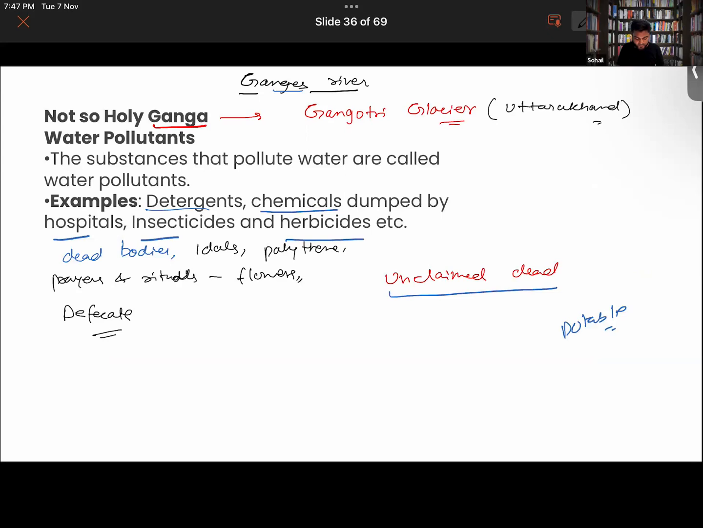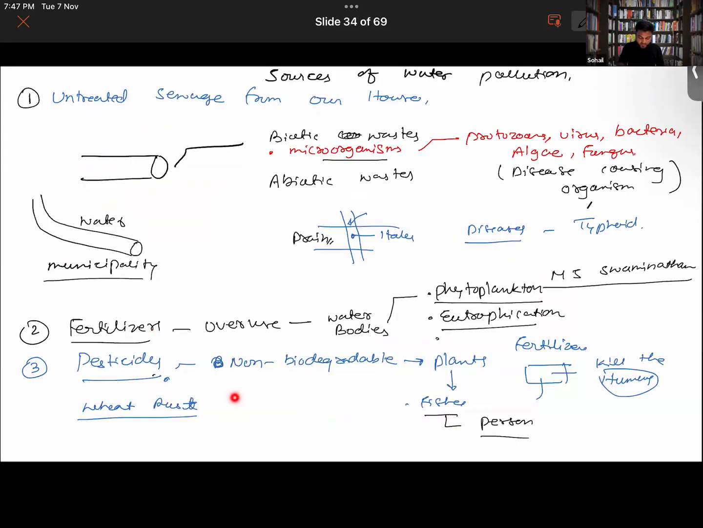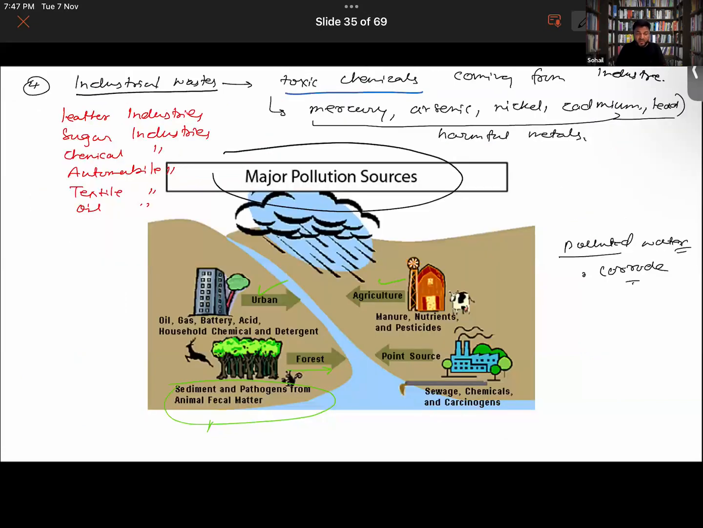Okay. Now back to our topic. So we know that all these are some of the sources of water pollution. Apart from that, you have industrial waste also that is being released from different industries, right now. So industrial waste is what? Basically untreated water that is being released into the water bodies, right now. So you have so many industries like leather industries, sugar industries, chemical industries, then automobile, textile industries, oil industries.